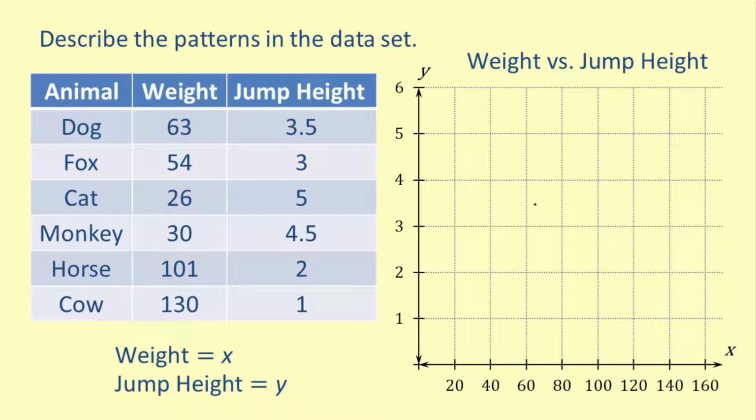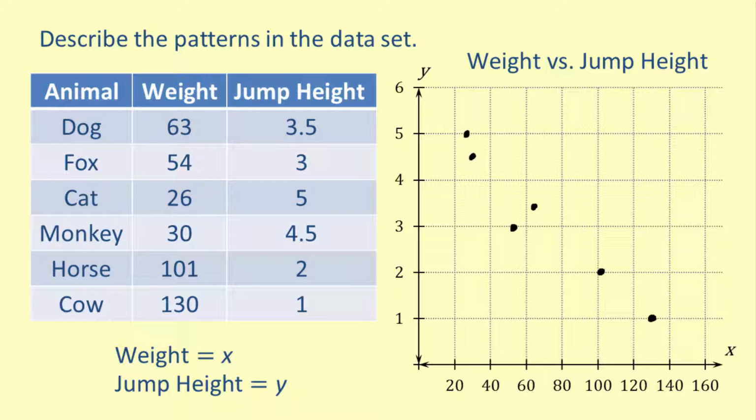A dog has a weight of 63 and a jump height of 3.5. A fox has a weight of 54 and a jump height of 3. A cat has a weight of 26 and a jump height of 5. A monkey has a weight of 30 and a jump height of 4.5. A horse has a weight of 101 and a jump height of 2. A cow has a weight of 130 and a jump height of 1.